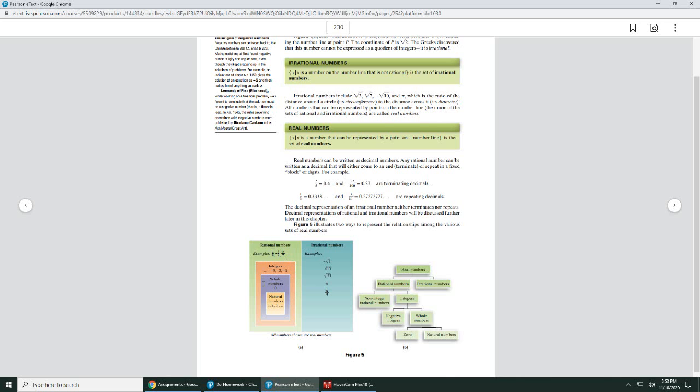But everything in this box is rational. Everything from the orange and below is integer. Everything from purple and below is natural. But it doesn't translate up. Just because it's a natural number does not mean it's whole, because 0 is whole, but it's not natural. And just because it's whole does not mean it's an integer, because this includes negative numbers. These don't. So those are kind of like the groupings.